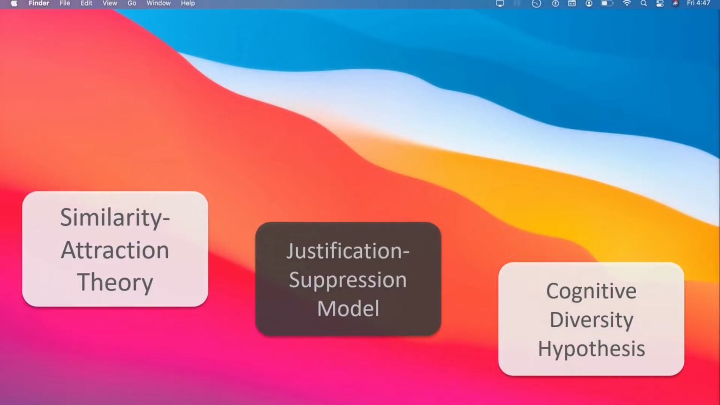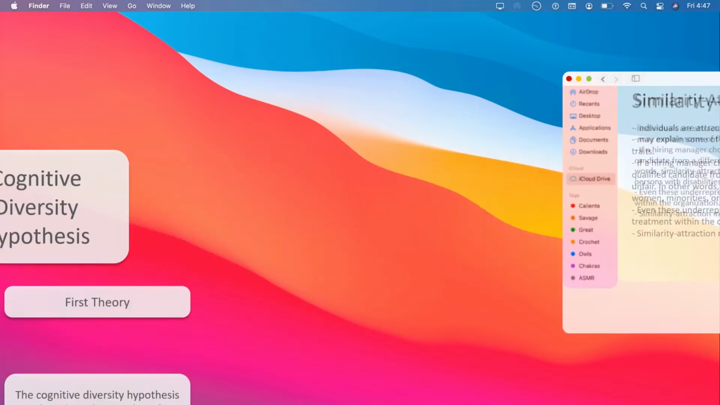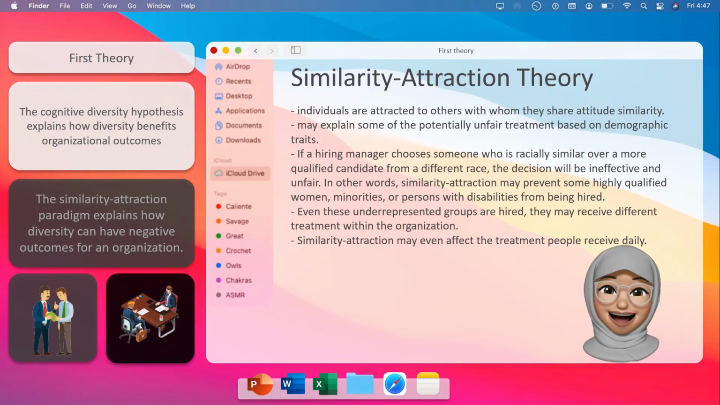There are three theories that I get from this case. Number one is similar attraction theory. Number two, justification suppression model. And number three, cognitive diversity hypothesis. Let's move to the first theory, which is similar attraction theory.